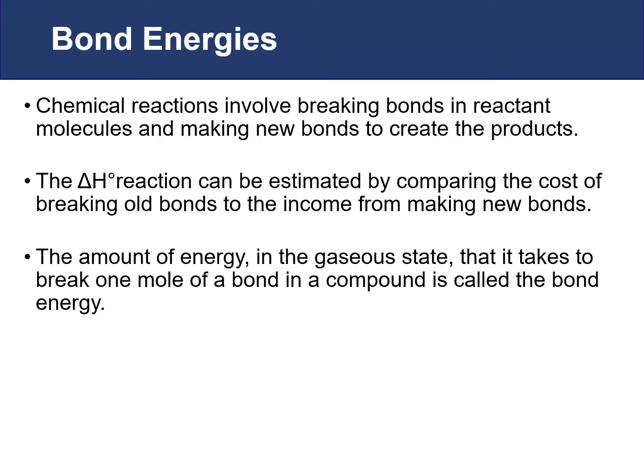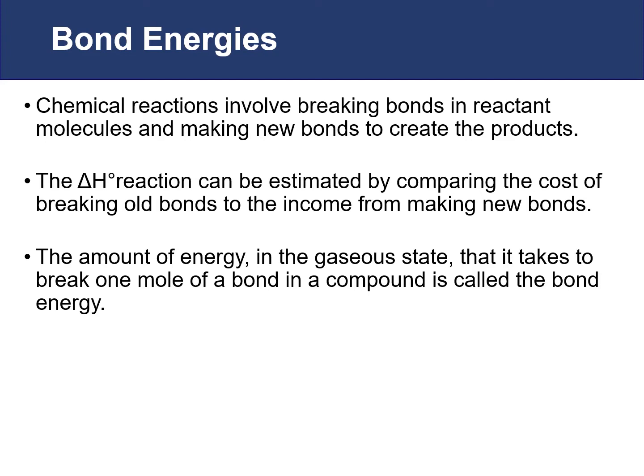Most chemical reactions involve the breaking of bonds in the reactants and the formation of new bonds in the products. The enthalpy of reaction, which is represented with delta H reaction, is the amount of energy that either goes into or comes out of a chemical reaction. It can be estimated by comparing the cost of breaking the old bonds, those in the reactants, and the energy that's incoming from making new bonds in the products.